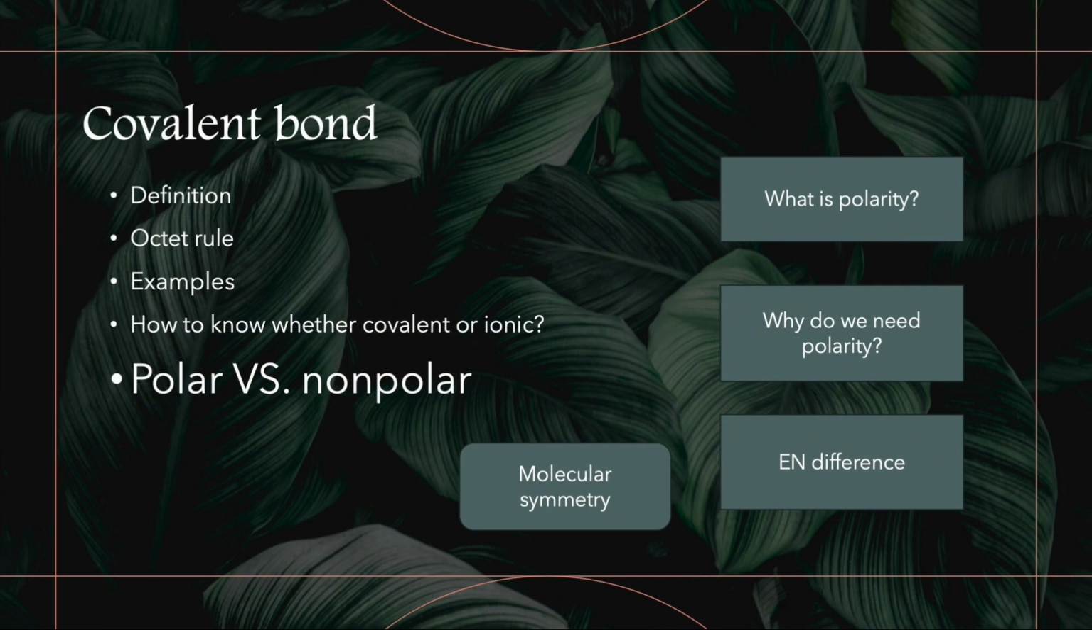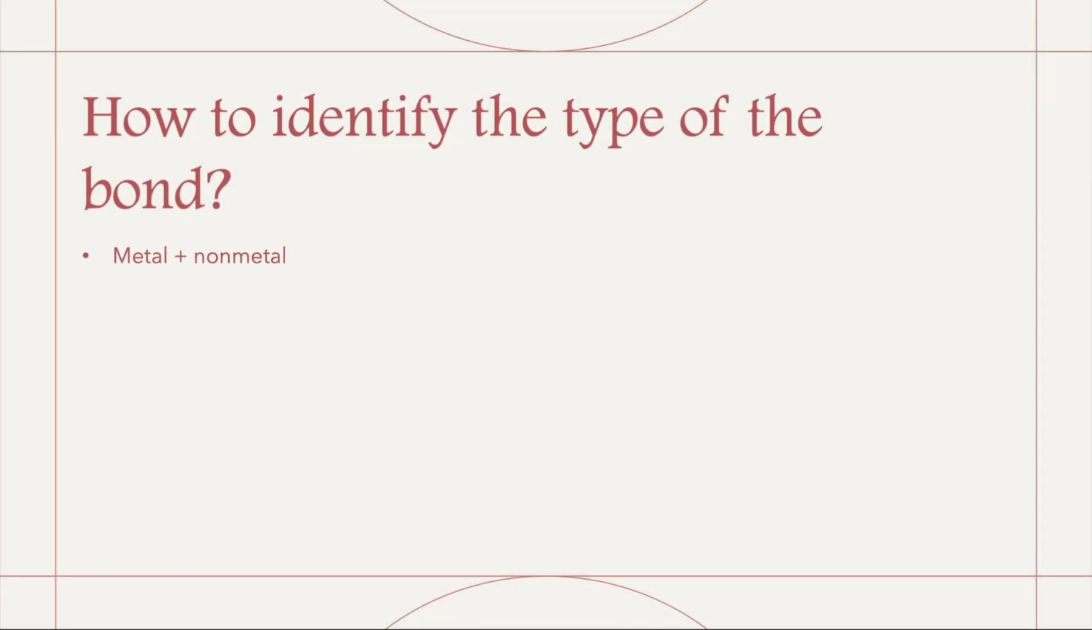Now, a quick trick to identify bond types. If you have a metal and a nonmetal, that's going to be an ionic bond. I'm going to explain what it is in a few minutes. And if we have two nonmetals together, so nonmetal and nonmetal, it's a covalent bond. If we have two nonmetals, if it's a small or no electronegativity difference, it's a nonpolar covalent bond, and if it's moderate electronegativity difference, that's a polar covalent bond.